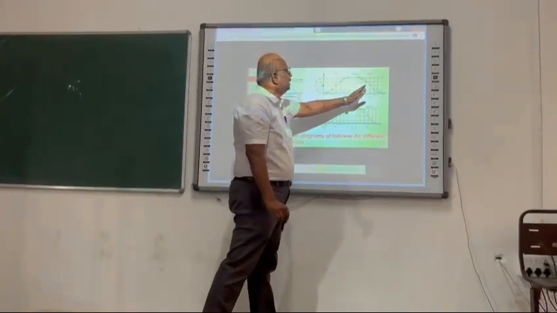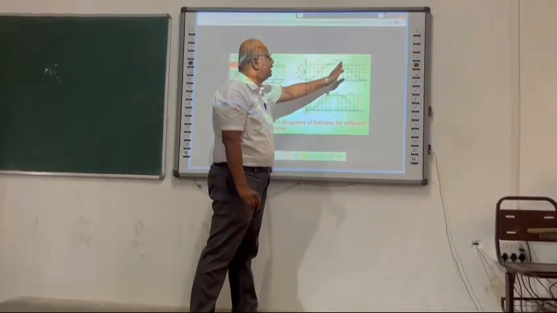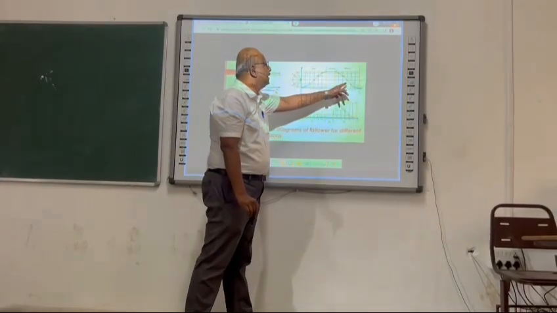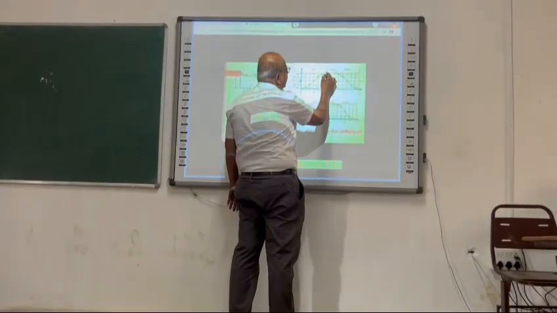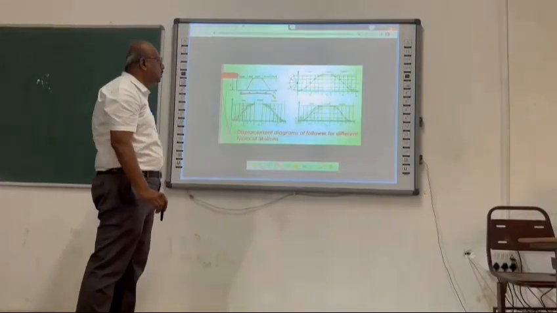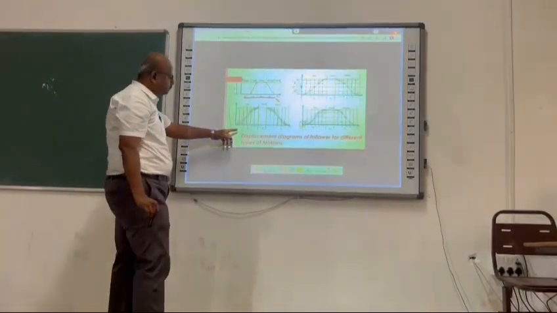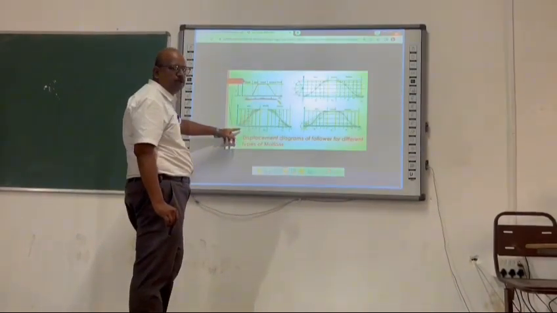Similarly, for return also, we have the same horizontal line and vertical line concept, and a smooth curve is drawn for the return. The dwell period will be noted as a horizontal line. This is for the simple harmonic motion. Next one is for the uniform acceleration and retardation motion.